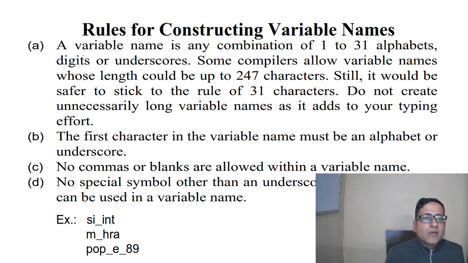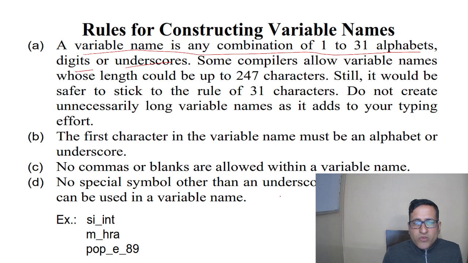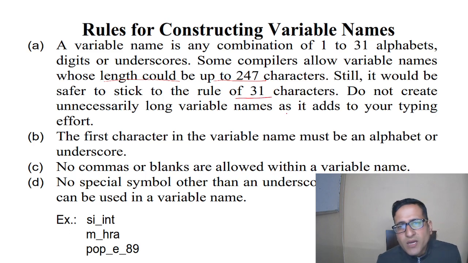So let's start. A variable name is any combination of 1 to 31 alphabets, digits, or underscores. Means in variable naming we can have underscores, we can have alphabets, and we can have digits. Some compilers allow variable names whose length could be 247 characters, and some have 31 characters. It varies from compiler to compiler. In Turbo C we have the limit of 31 characters.